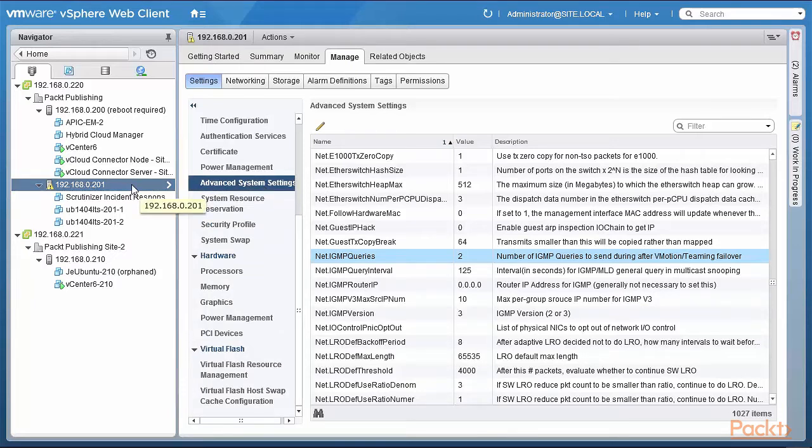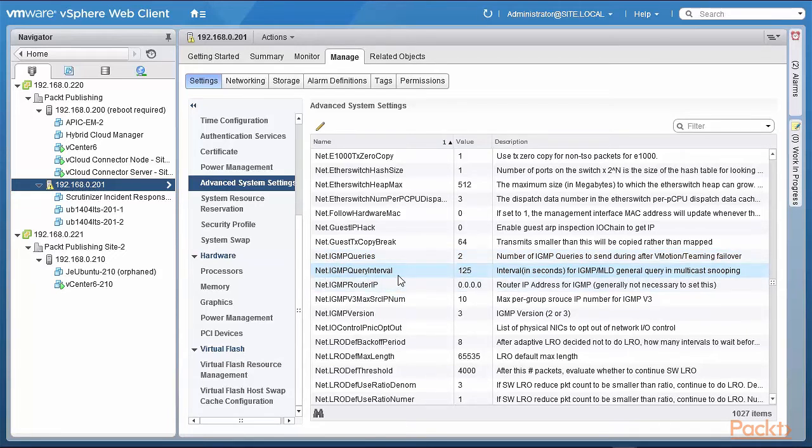So I'm looking at that same host that we looked at earlier, and I go to the advanced system settings, and then I scroll down to the net.igmp. So you can see that there's IGMP queries. There are 2 queries to send during, after vMotion and teaming failover. Okay, but this is the one that I was talking about.